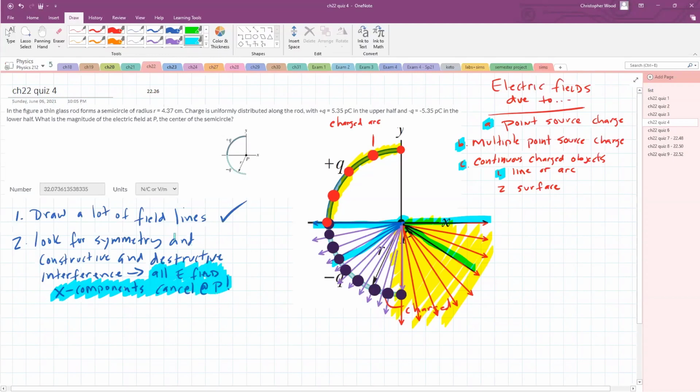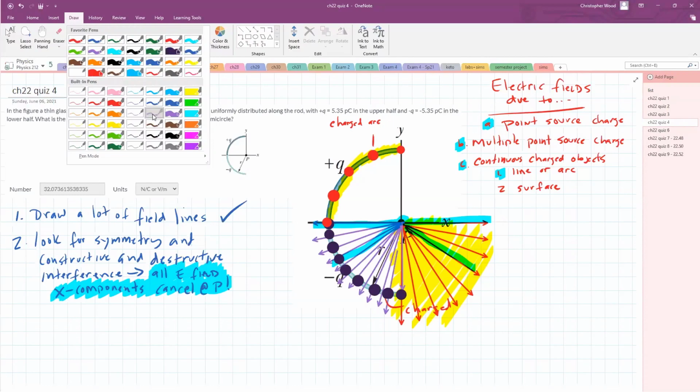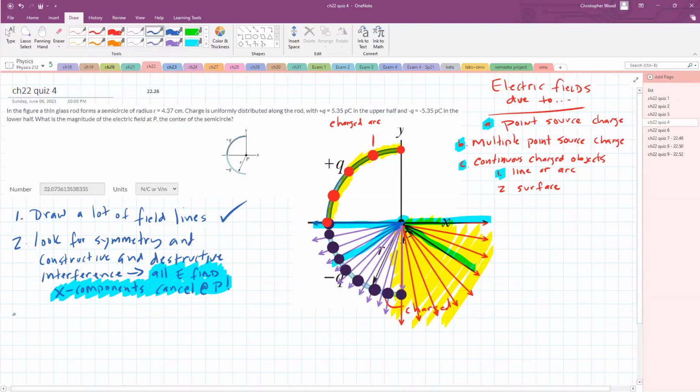I can also say, number three, all Y field components reinforce. Number three, all electric field Y components reinforce. They basically double. They double.